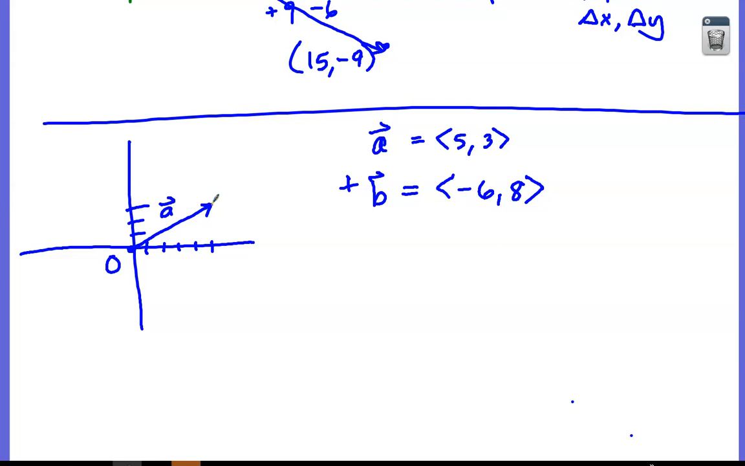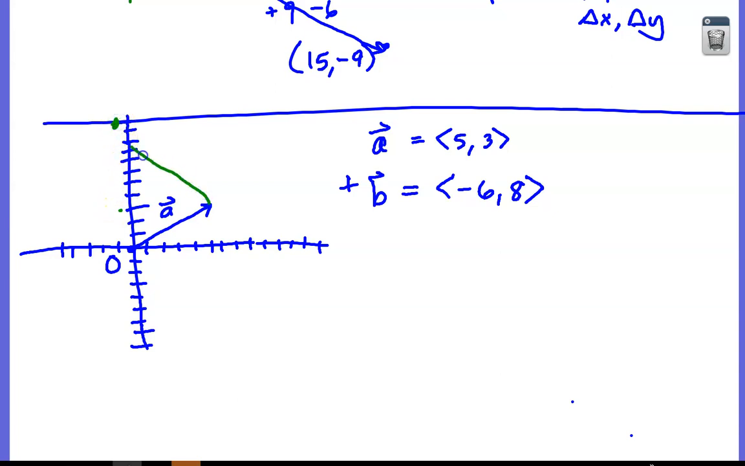So that's what I'm going to do. Let me extend my graph a little bit here. If from here, after A, I added negative 6, I'd have to go back 6 in the x direction. Oops, I actually need some more room here. I was actually headed in the wrong direction. Try that again. Sorry. I'm going to go back 6, so that would get me here, back 6 from 5. And then up 8.